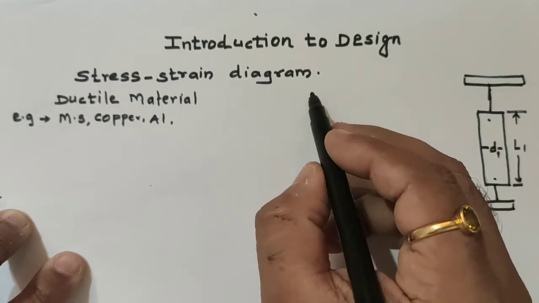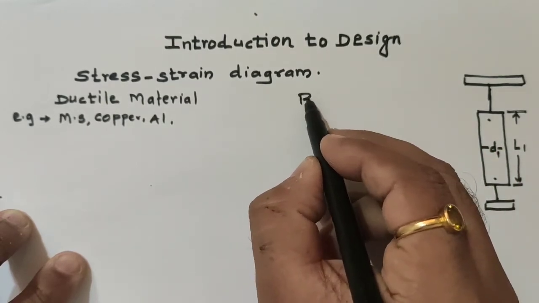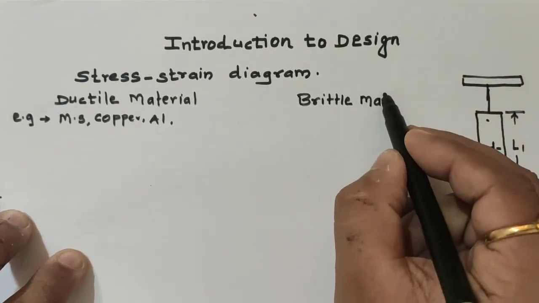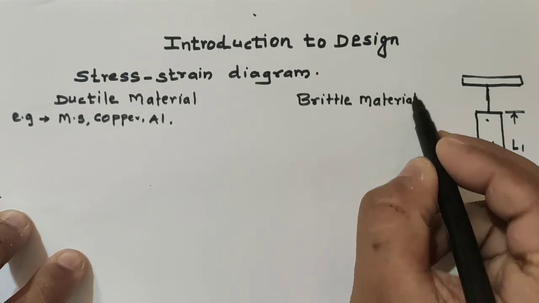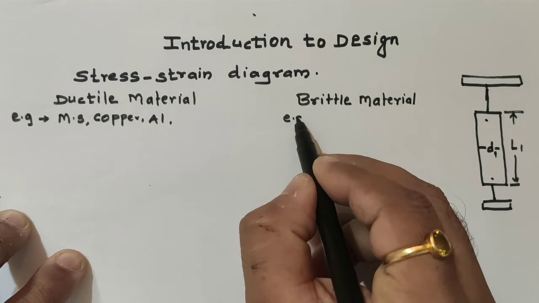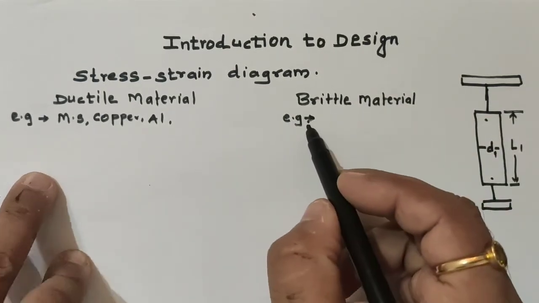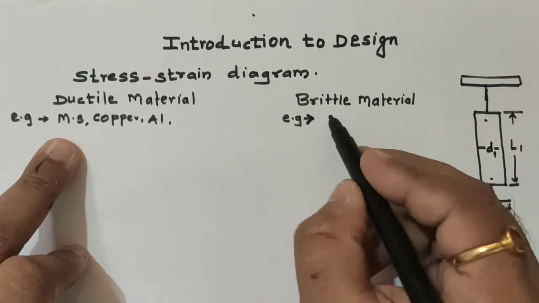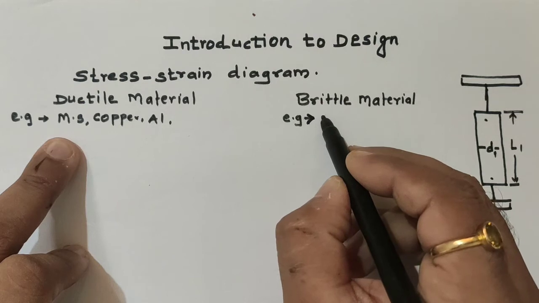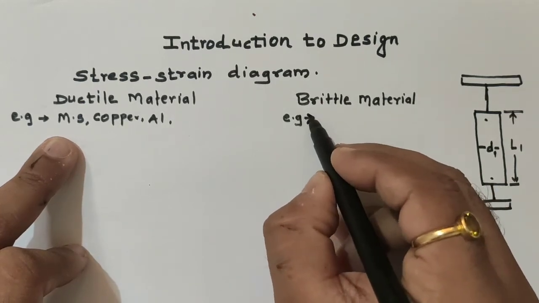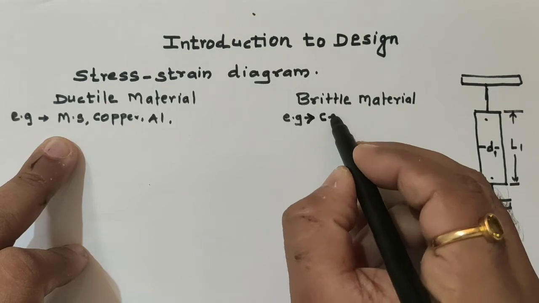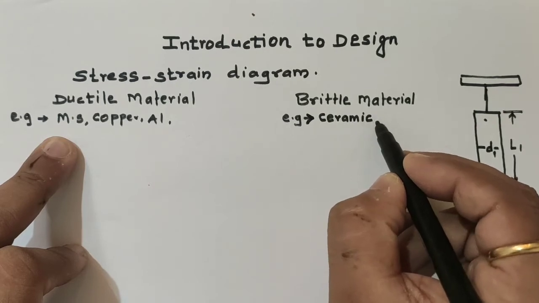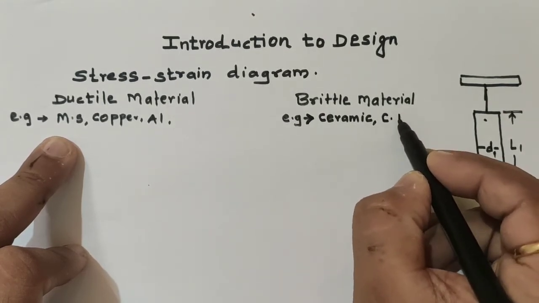And in the second part we will discuss the stress strain diagram for brittle material. Brittle material examples are ceramic, cast iron, etc.